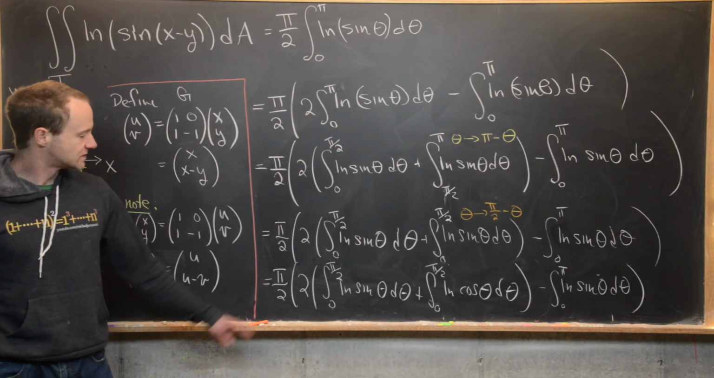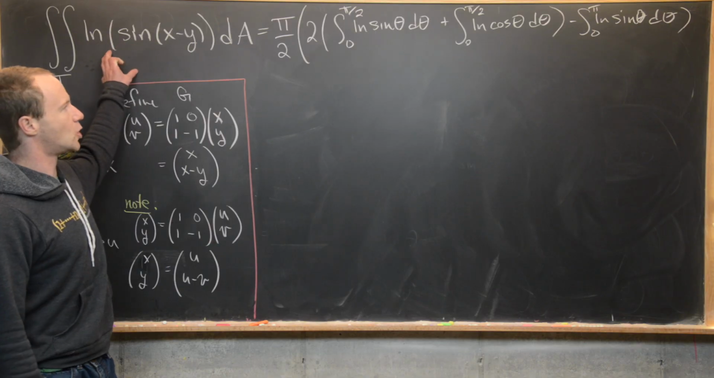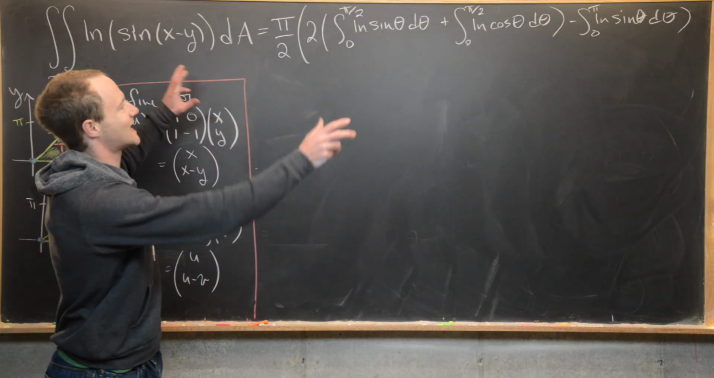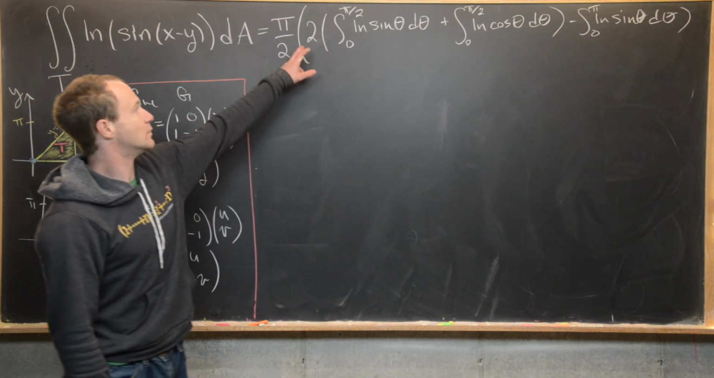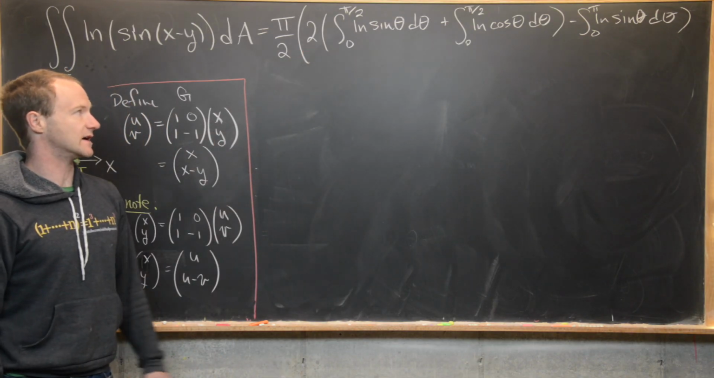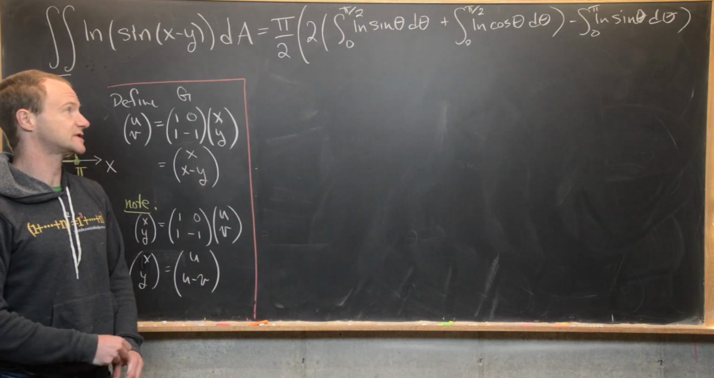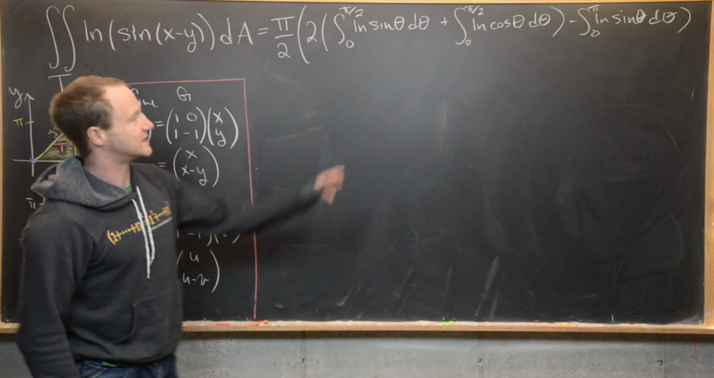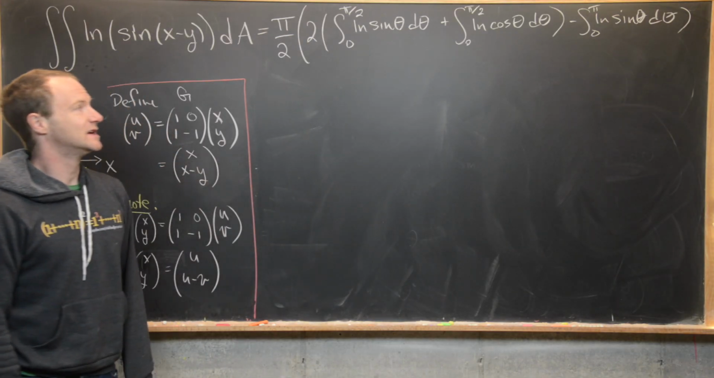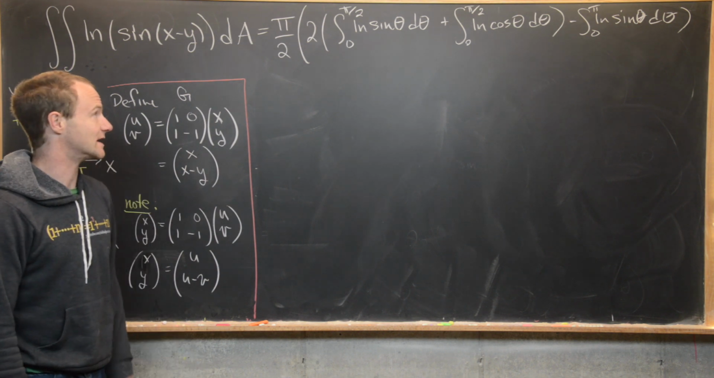Okay, good. So let's go ahead and bring that up. On the last board, we ended up here. So we've got our goal integral is pi over 2 times this big object. We've got twice the integral from 0 to pi over 2 of natural log sine theta, plus the integral from 0 to pi over 2 of natural log cosine theta. That's all multiplied by 2, like I said, and then minus the integral from 0 to pi of the natural log of sine of theta d theta.